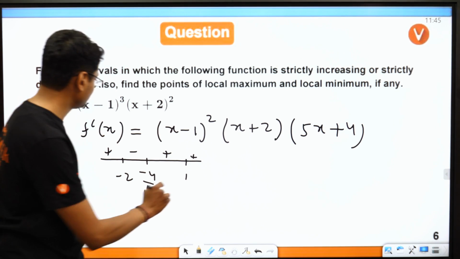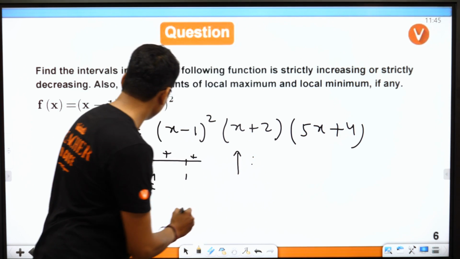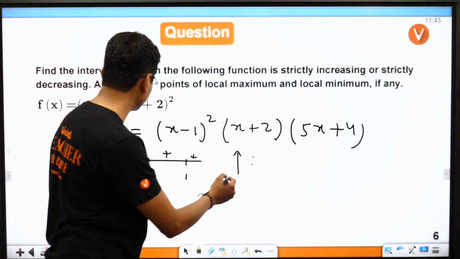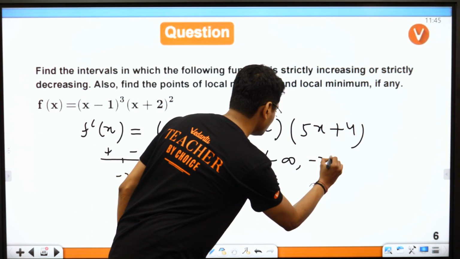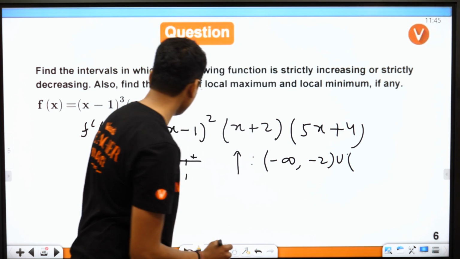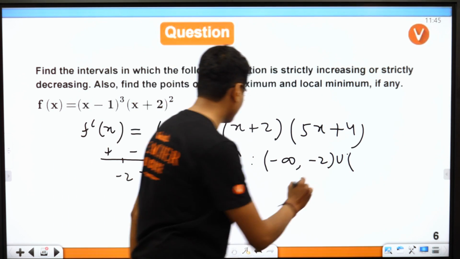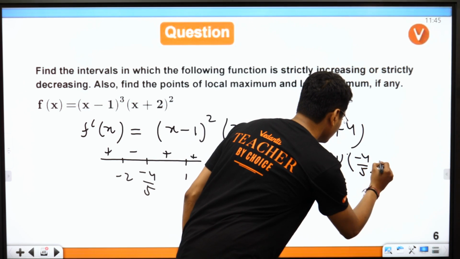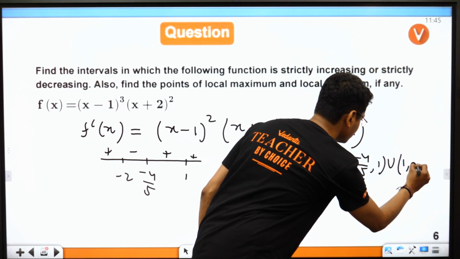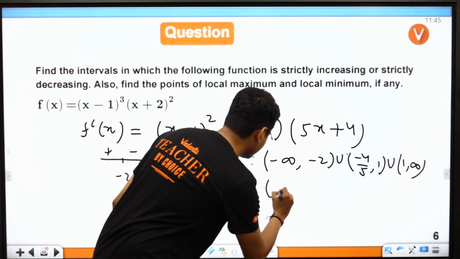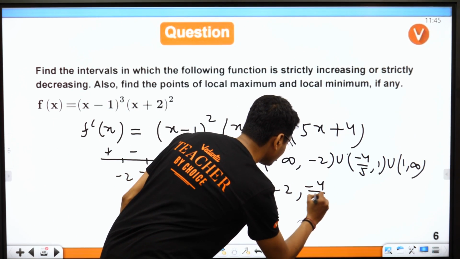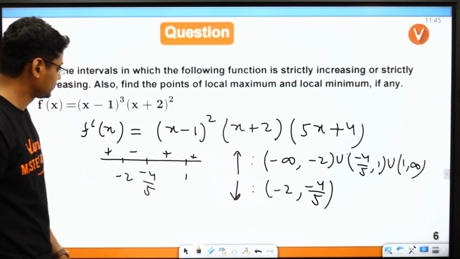So basically function is increasing, or strictly increasing, in minus infinity to minus 2 union minus 4 by 5 to 1 union 1 to infinity. All right, and function is strictly decreasing for minus 2 to minus 4 by 5. All right.